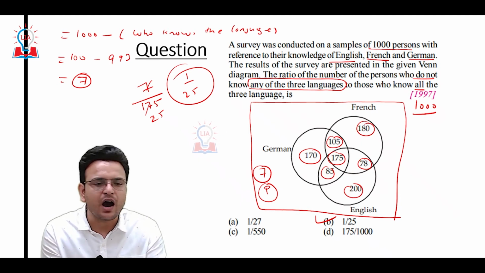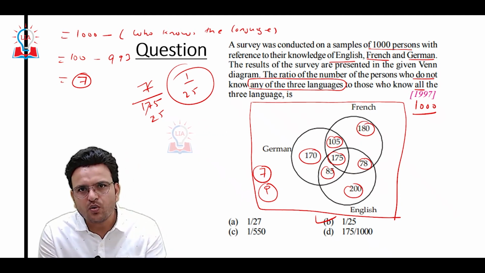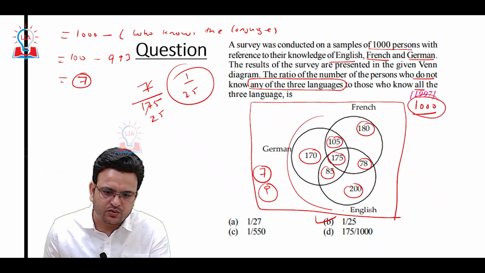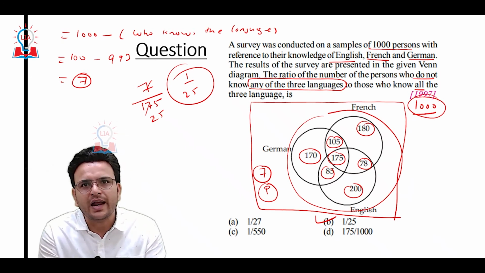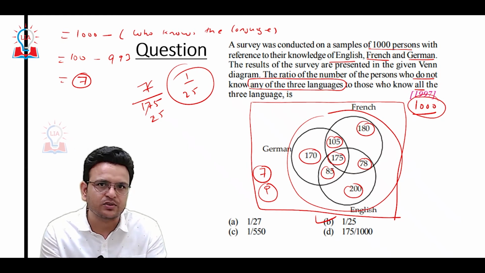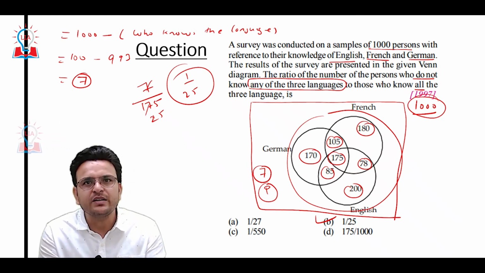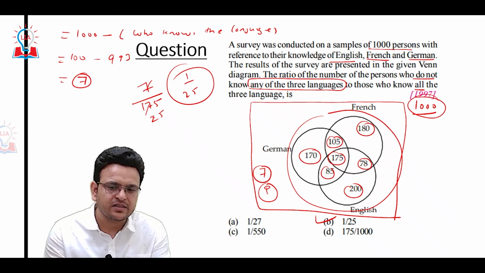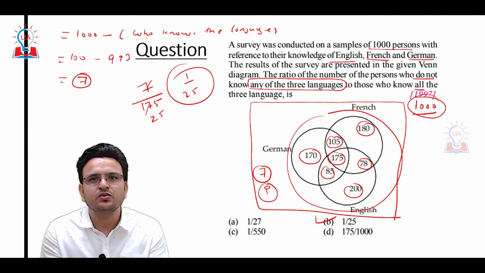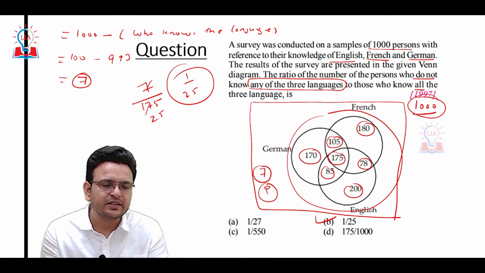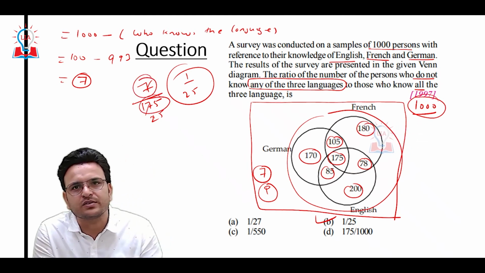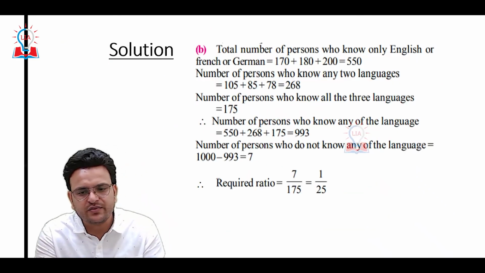So here is how I solved it. I know that all the persons are 1000. If I add all the values, I will get the people who know at least one language. They can know two languages also, they can know three languages also, but I will get how many people know at least one language, and then when I subtract from 1000, I will know the people who do not know any language. So we have to get a ratio of the people who do not know any language to those who know all three languages. So the answer will be 1 upon 125.